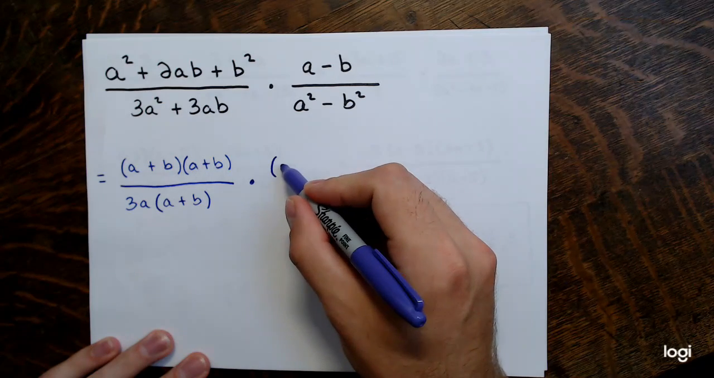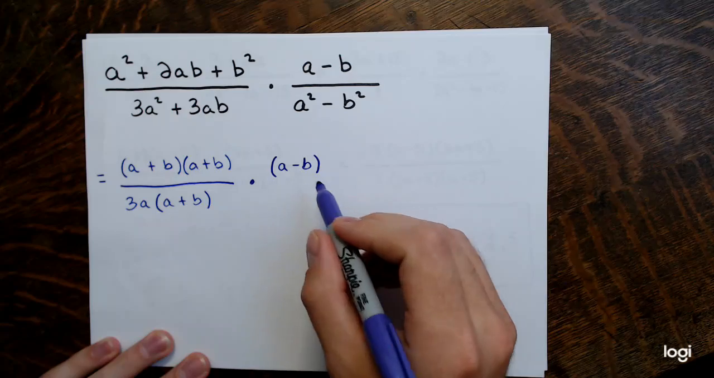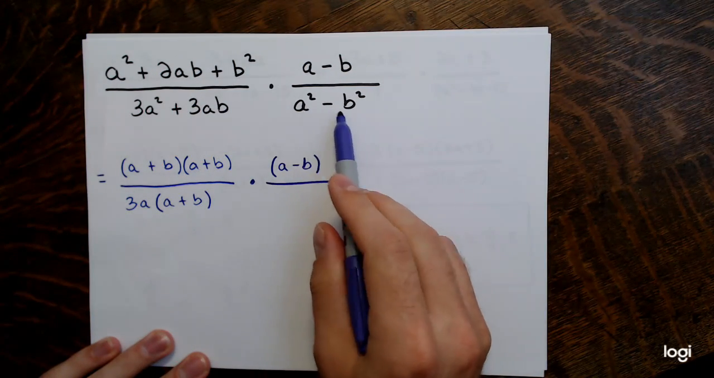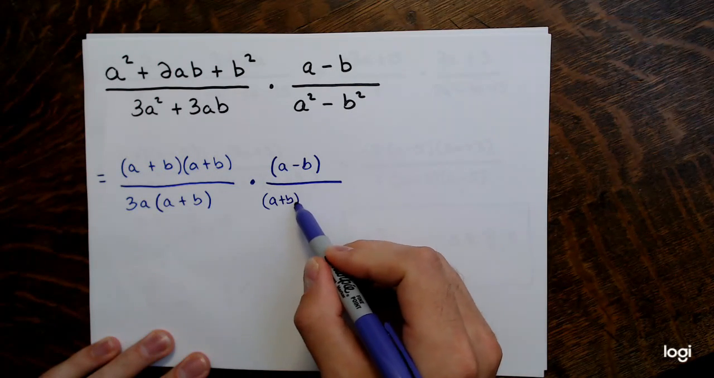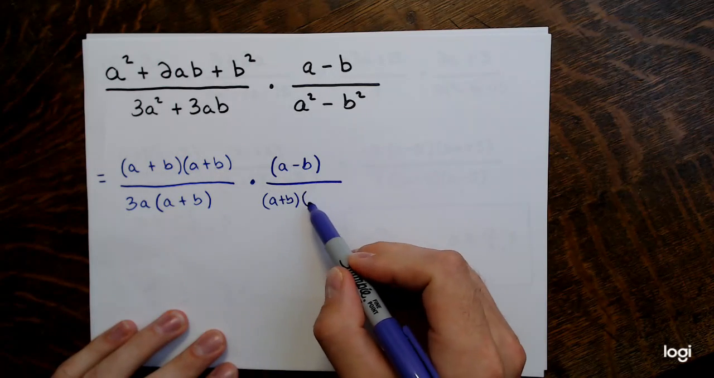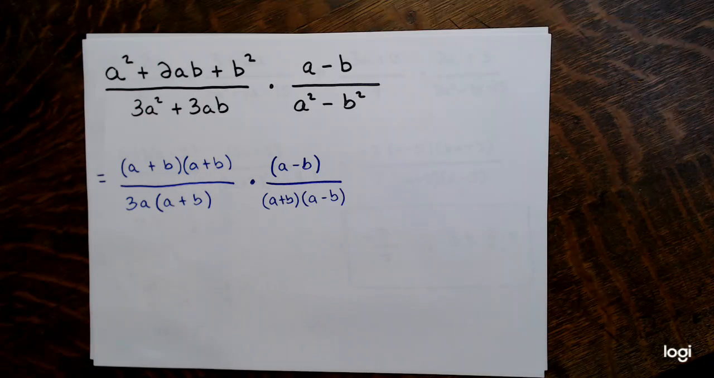So again, just to indicate that the whole thing is a factor, that's the only factor of the numerator, I'm going to put it in parentheses. And then here we have a difference of two squares. A squared minus b squared would factor to a plus b times a minus b. All right. Now, here's the, I guess, trickier part.